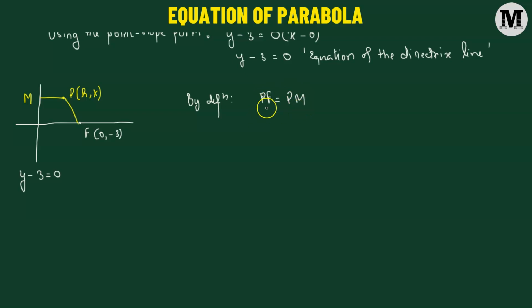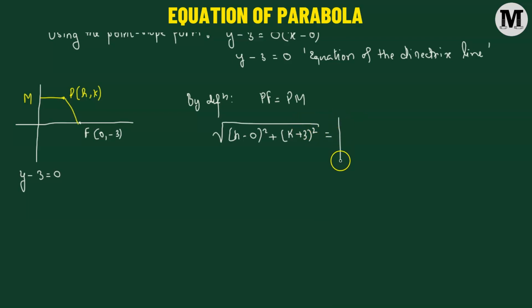Now we can easily find out the length PF because we have the coordinates of the endpoint. Here we can use the distance formula. We'll take the square root. Underneath the square root, we take the difference of the x coordinate. So we do h minus 0, square this value, and then add it to the difference of the y coordinate. So that's k minus, minus 3, so we get k plus 3. We're going to square this value as well. This will be equal to PM. So PM is the perpendicular distance.